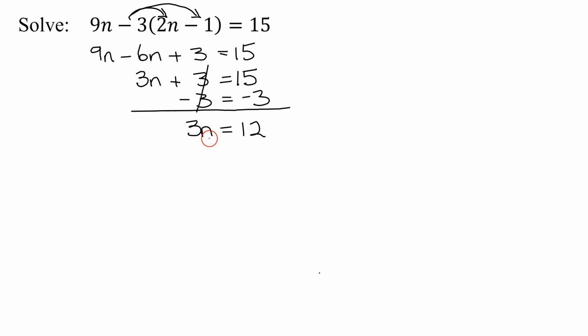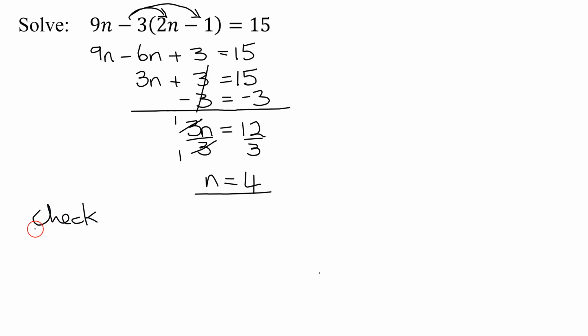Now, how do I get n by itself? I'm going to divide both sides by 3. These 3's here reduce, and I just get left with 1n over 1, which is just n, equals 12 divided by 3 is 4. So now we've solved the equation, but it's always good to check your work.